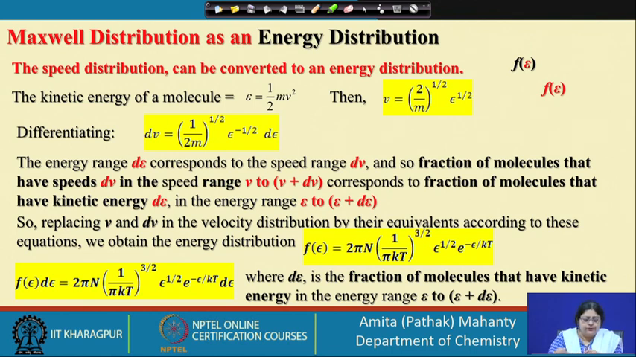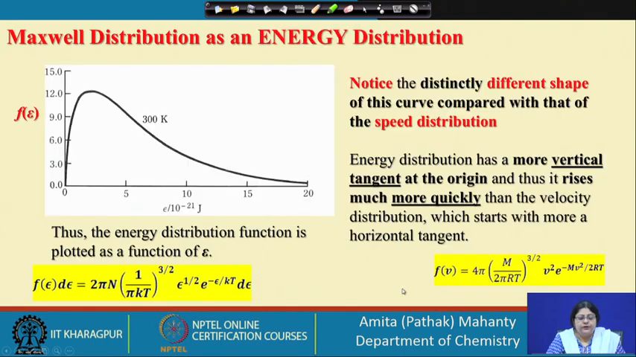I am not going to go into the details of the derivation, but you can have this distribution function represented as this. You can do it if you want to, but the distribution function is something like this, where dE is the fraction of molecules that have the kinetic energy in the range E to E plus dE. So, if you look into the graph, this is the velocity distribution, this is the energy distribution which we have got. You just see the function, here you have the energy, this is the distribution function in energy. So, notice the distinct difference.